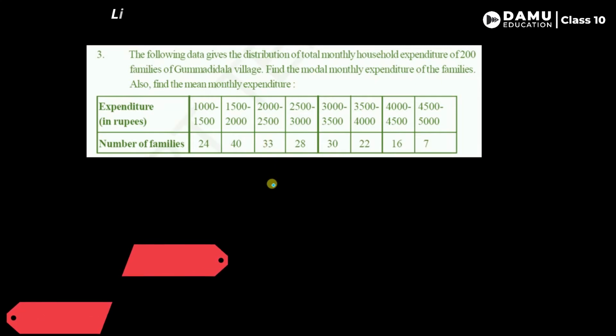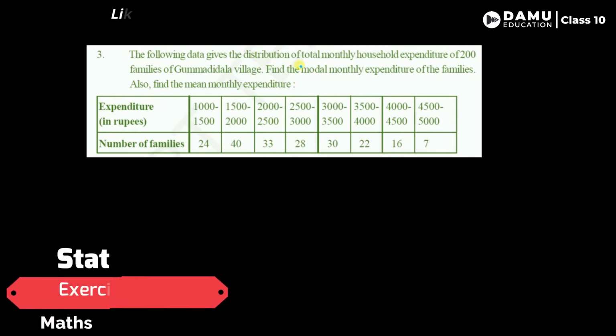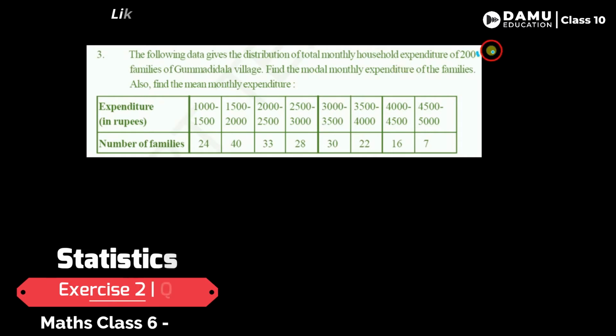So in this session, we are going to discuss our third question. The following data gives the distribution of total monthly household expenditure of 200 families. If you add all these numbers of families, we will get 200, of Gumadidala village. Find the modal monthly expenditure of the families. Also find the mean monthly expenditure. So first, we are going to find the mode.